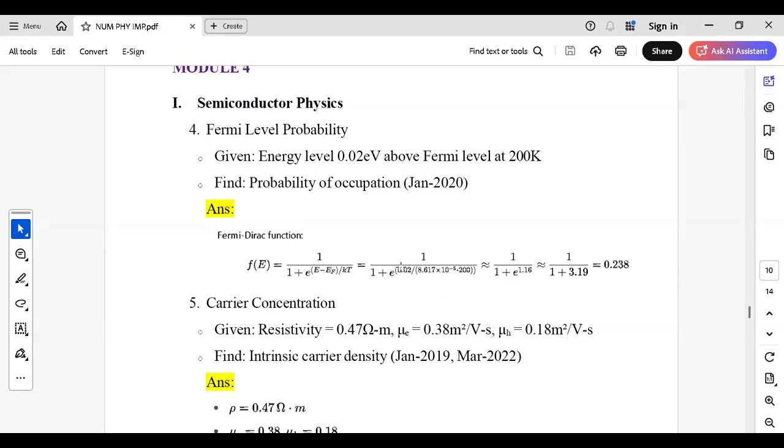Slowly we're going to substitute all of these. So the energy level given is 0.02 eV. That is the value of the difference, E minus EF, which is 0.02 eV. Next, K value, you know that it's a constant, the Boltzmann constant, which is 8.617 into 10 to the power minus 5. T is nothing but temperature, 200 Kelvin. So we're going to substitute and use the scientific calculator, and you will get the answer 0.238.